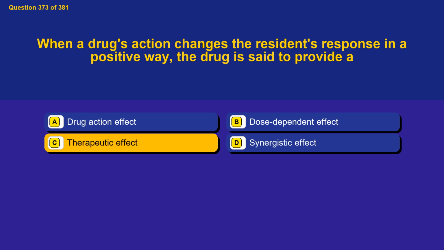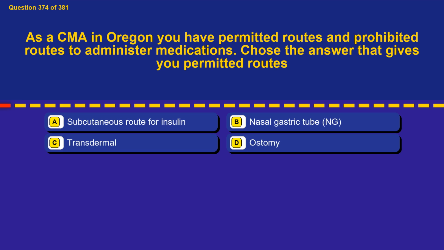The correct answer is option C, therapeutic effect. Question 374. As a CMA in Oregon, you have permitted routes and prohibited routes to administer medications. Choose the answer that gives you permitted routes. Option A, subcutaneous route for insulin. Option B, a nasogastric tube, NG. Option C, transdermal. Option D, ostomy.